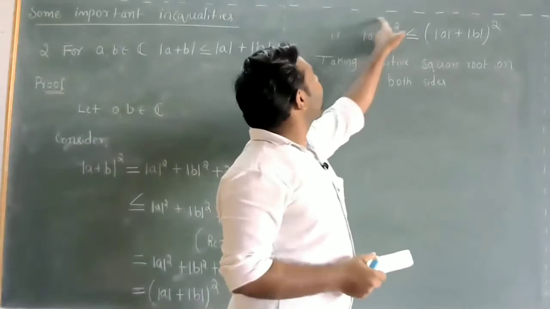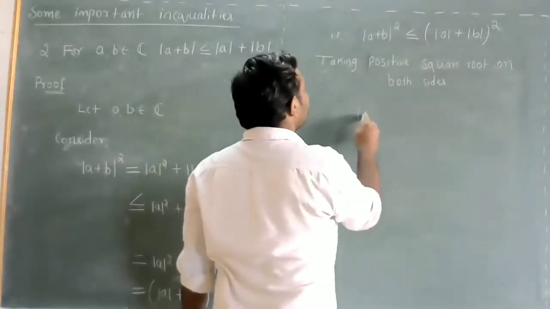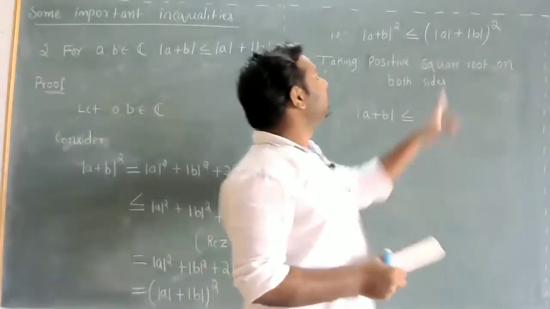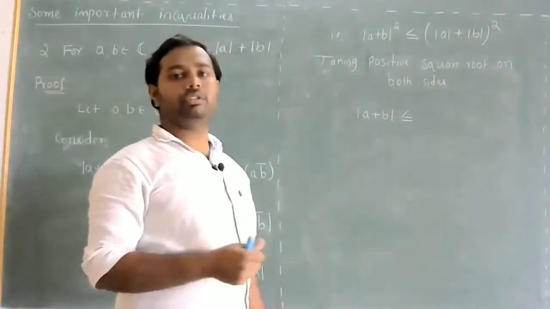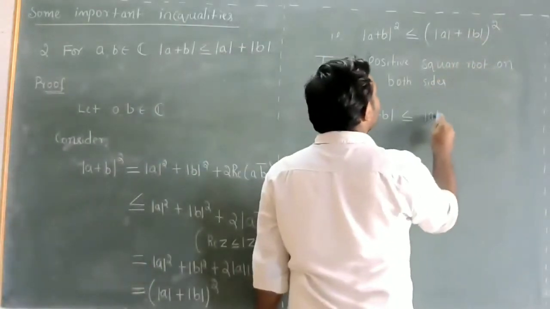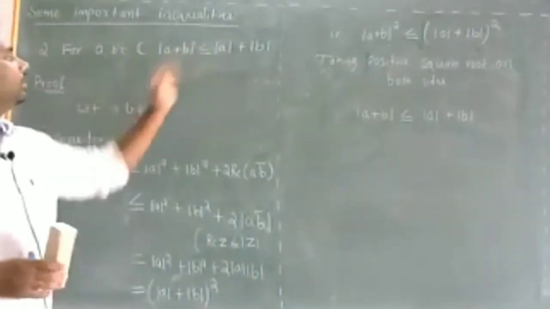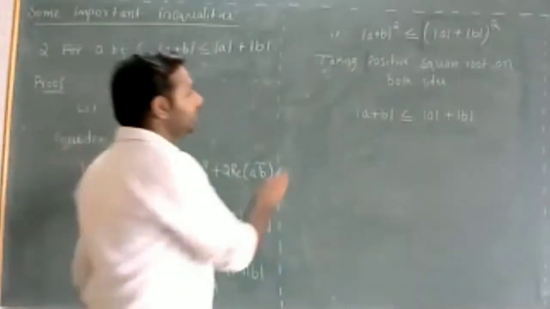So the square root of modulus of A plus B whole square is modulus of A plus B, which is less than or equal to the square root of modulus of A plus modulus of B whole square, which is modulus of A plus modulus of B, which is the required result. Now we can generalize it.